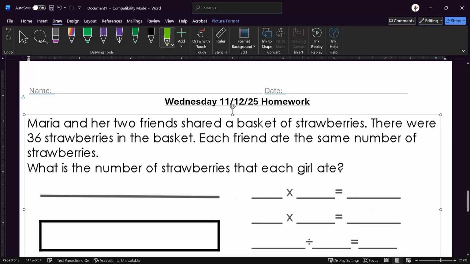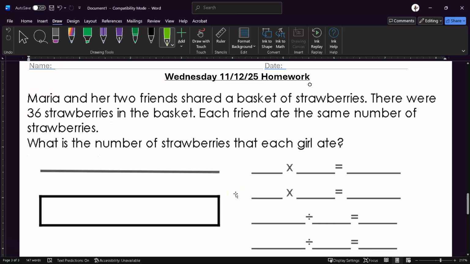Okay, make it a little smaller. There we go. Okay, here we go. Maria and her 2 friends shared a basket of strawberries. There were 36 strawberries in the basket. Each friend ate the same number of strawberries. What is the number of strawberries that each girl ate?